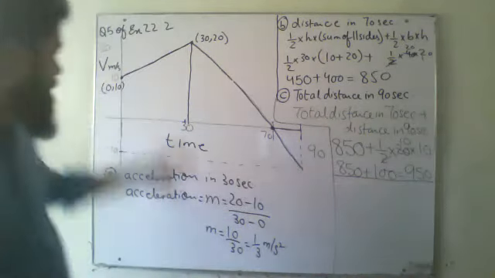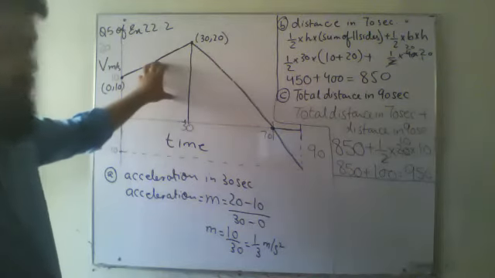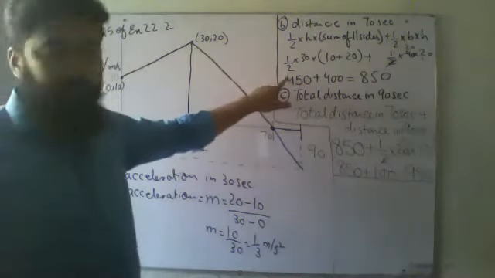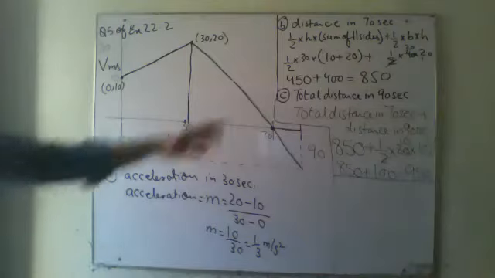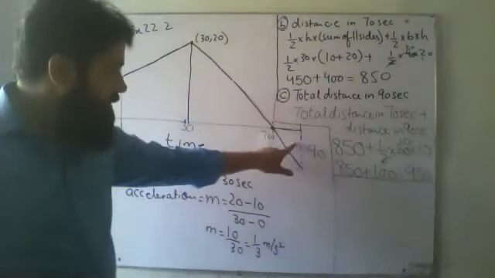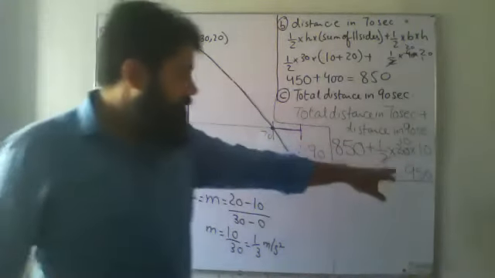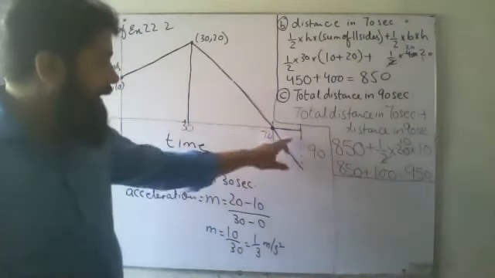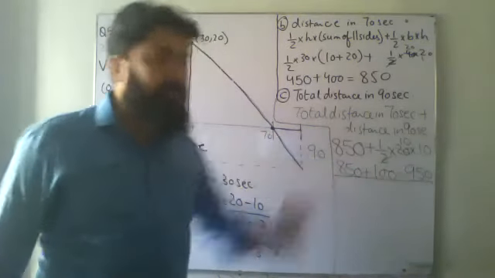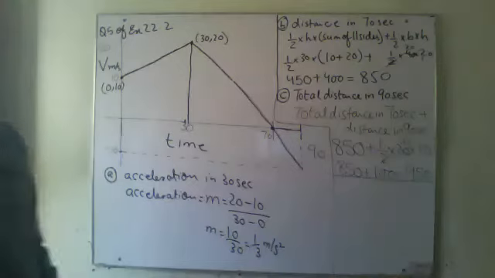Okay. How have I taken it? I have found this one that I had already found over here. After that, I have found this distance which is coming 100 and I have added both of them. So my total distance is 950.